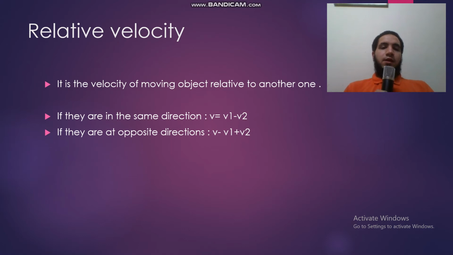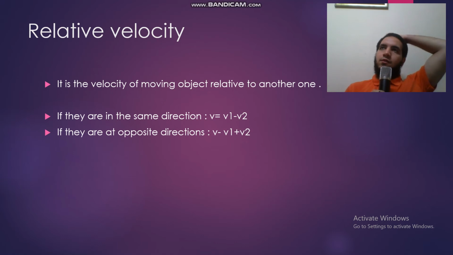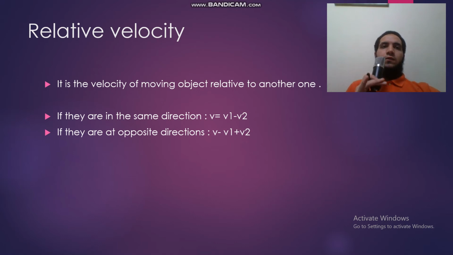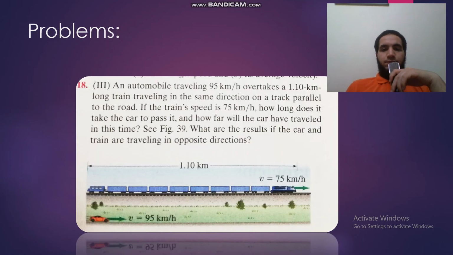And if these two objects are in the opposite direction, the relative velocity will be equal to v1 plus v2, because if you were in the opposite direction of another train or another object, you will find that it moves very fast, because the relative velocity of this object with respect to you will be equal to v1 plus v2. Okay.